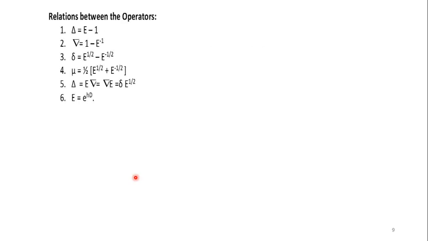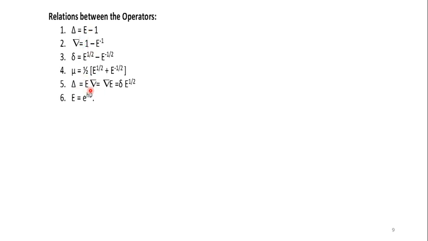Let me see the following useful relations between them. The forward difference equals E minus 1, that is, the shifting operator minus 1, while the backward difference is 1 minus E raised to minus 1. The central difference operator is E raised to 1 by 2 minus E raised to minus 1 by 2, and the averaging operator is 1 by 2 of E raised to 1 by 2 plus E raised to minus 1 by 2. And we can obtain the relations between them.